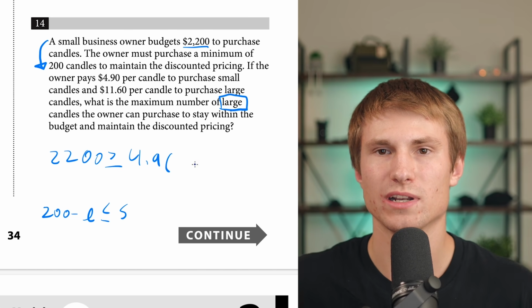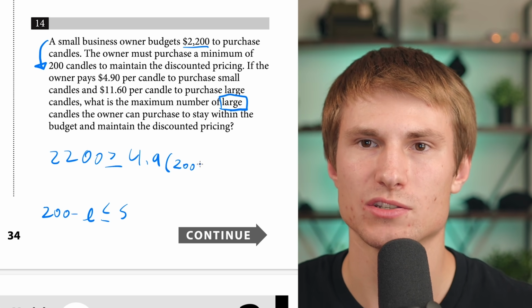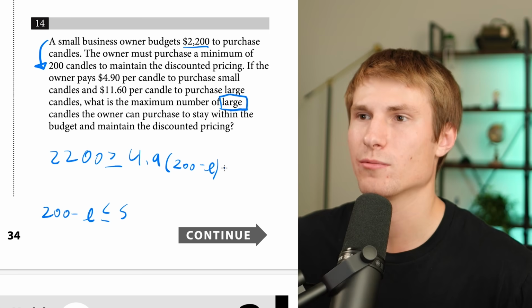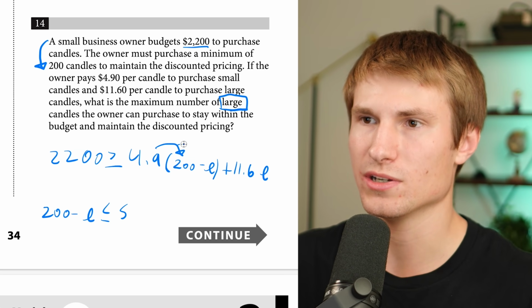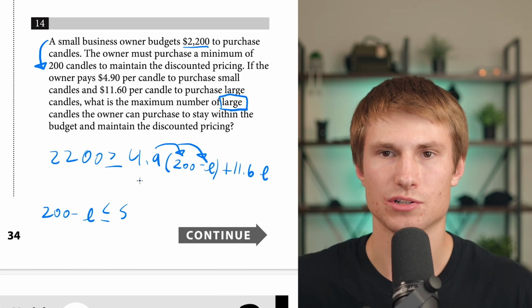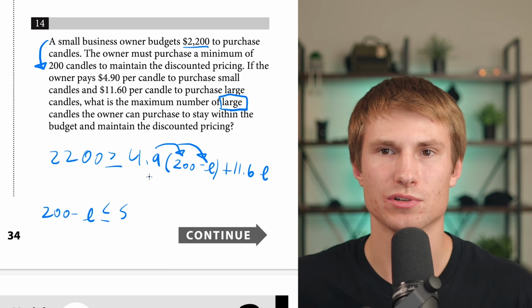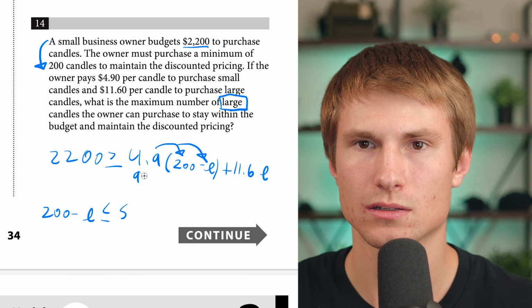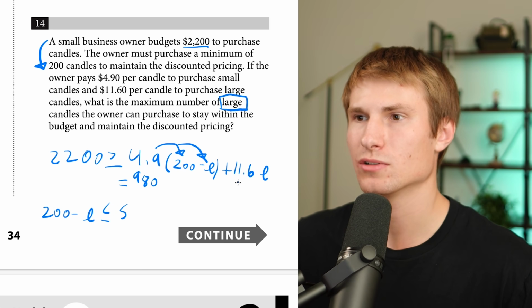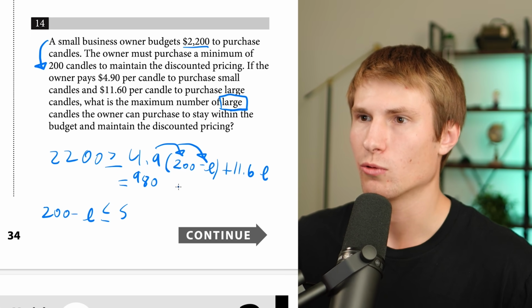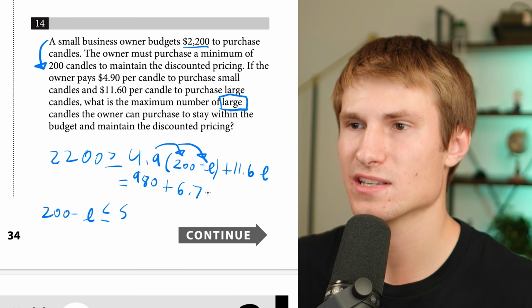Okay, so we got 4.9 times S, which we know we can represent as 200 minus L. And keep in mind that we still have a plus 11.6 L right here. So let's go ahead and distribute the 4.9 to the negative L and into the 200. 4.9 times 200 is going to give us 980. So equals 980. And then we're going to have minus 4.9 L and plus 11.6 L, which will give us plus 6.7 L in total.